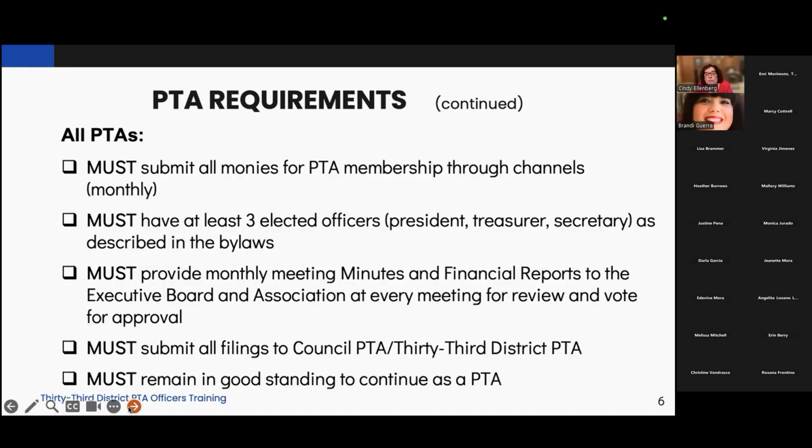You must submit all filings to your council if you're in council, or directly to 33rd District if you're not in council. And then council forwards it on to 33rd District. This way we have records for backup as you transition to different officers and teams, to find out what we filed 2 years ago, or in case the federal government or state government does not have a record of it. If you've submitted the copy to us, we can say, here you go, and show them what you submitted. And all must be done to remain in good standing as a PTA.